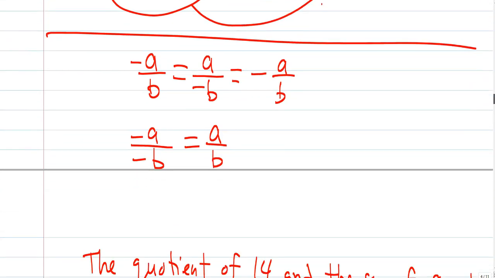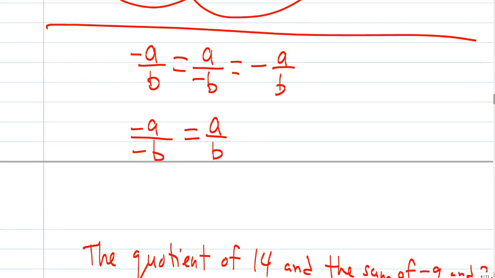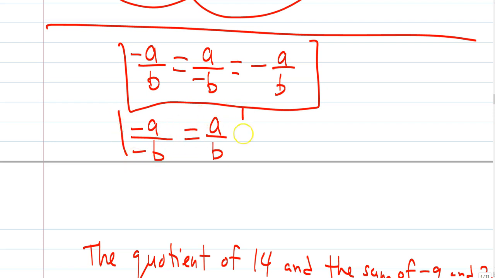Negative a over b is the same thing as a over negative b. If I have one negative, whether it's on the top or the bottom, the result is negative. Negative a over negative b: if I have two negatives and I divide them, the result will always be positive.